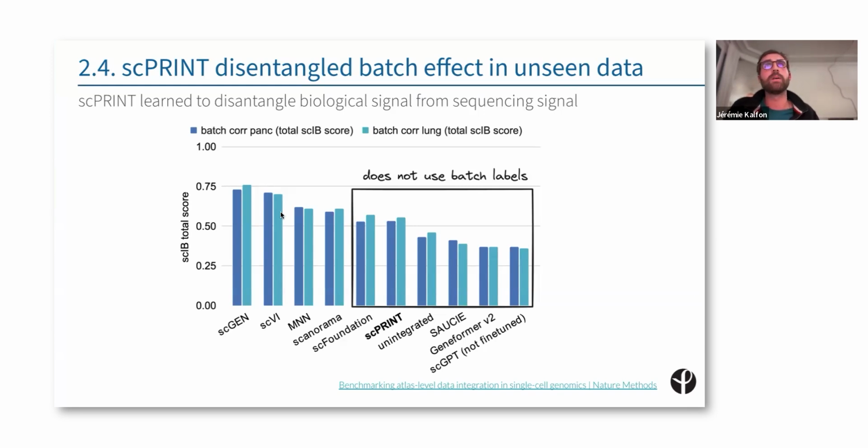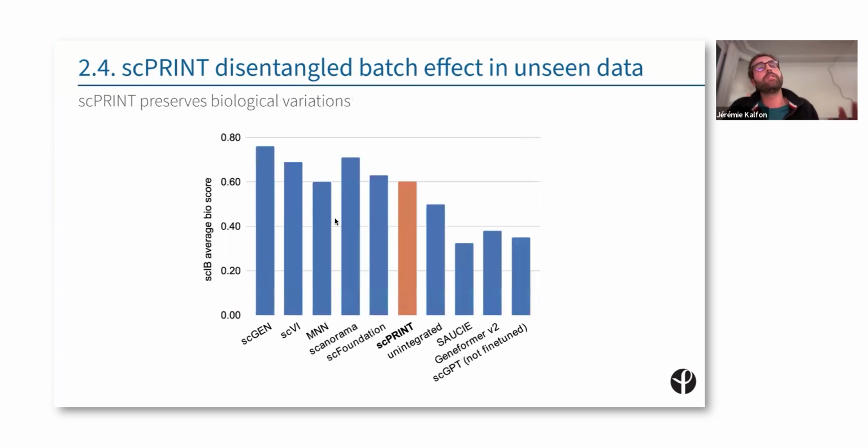So quite well. So that's one score, and the other one that exists is how you're able to preserve biological variations. And actually that's where scFoundation outperforms a bit scPRINT, and in the batch effect correction, scPRINT outperforms a bit scFoundation. And there you see that those models, just in zero shot, scFoundation and scPRINT, are performing similar to MNN. Just to say it's not too bad, especially in zero shot on a dataset that you've never seen before, and not even using the batch labels as inputs.